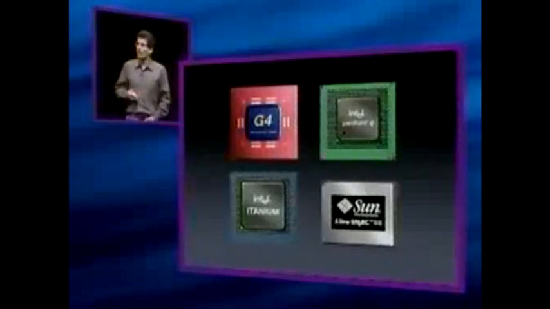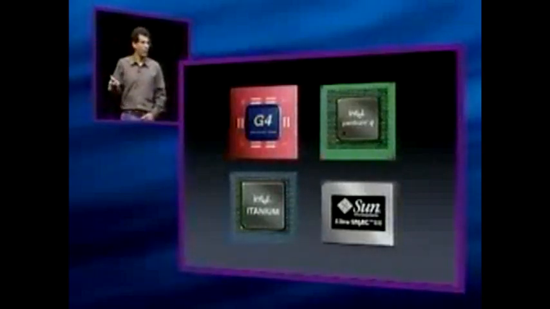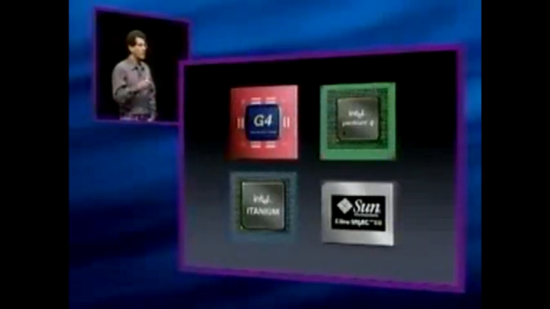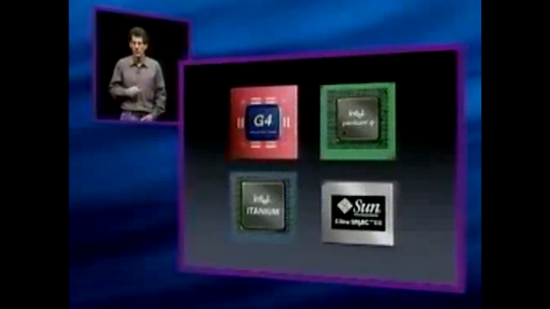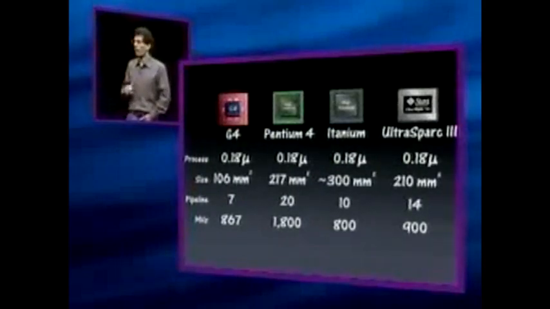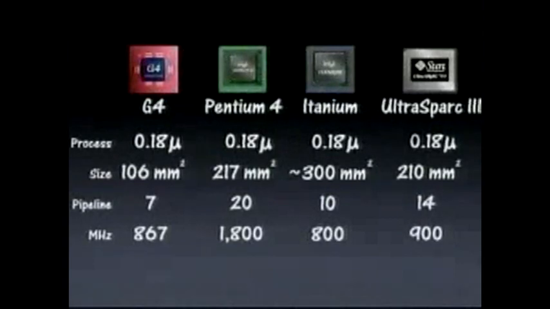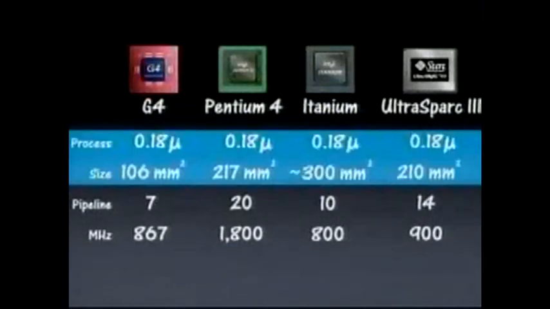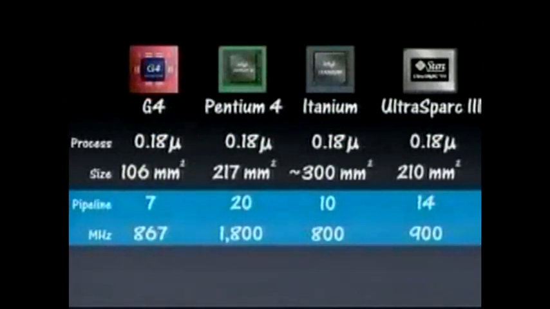So let's look at some examples of this. Here are the four leading processors in the industry today: the PowerPC G4, my personal favorite; the Pentium 4; Intel's next generation 64-bit architecture, the Itanium; and Sun's latest SPARC processor, the UltraSPARC 3. We can compare several characteristics of these processors: the process, the size, the number of pipeline stages, and how many megahertz they run at. Most people would assume that because the Pentium 4 runs at 1.8 gigahertz, it would be in a much faster process. But the reality is all four of these processors are in the same process, give or take. And it's interesting to note that the G4 is a very efficient design because it's half the size of the other processors. Now let's look at how Intel got to 1.8 gigahertz. They did that by going to 20 pipeline stages. Now we see that the G4 is only 7 pipeline stages.